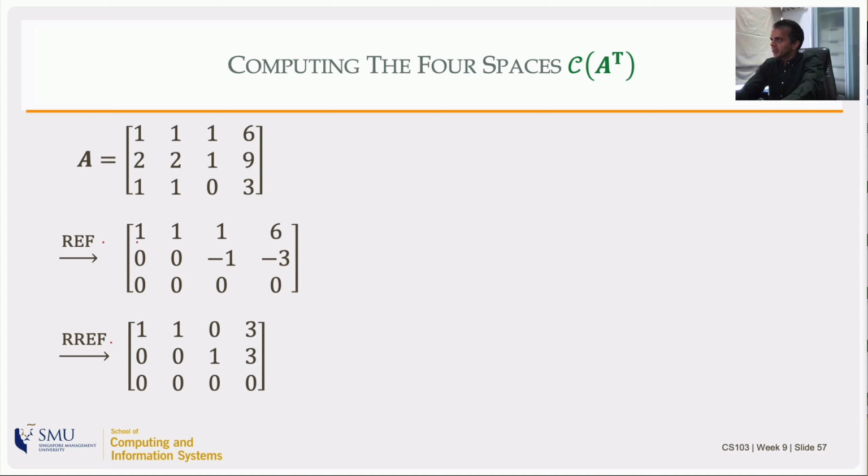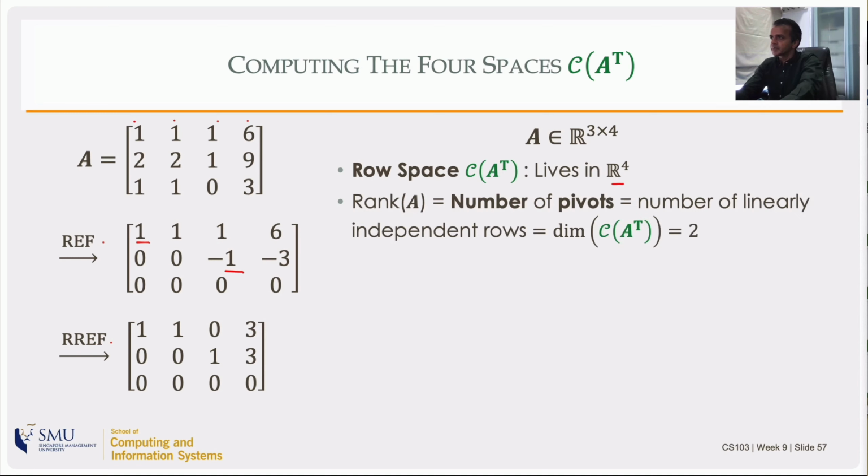I will see the pivots here and here. So 2 pivots, and my row space will have 4 components in each vector. So that lives in R4, that's the containing space. And there are 2 linearly independent rows because those are the pivot rows, either in the original matrix or in its row reduced form. It doesn't matter.